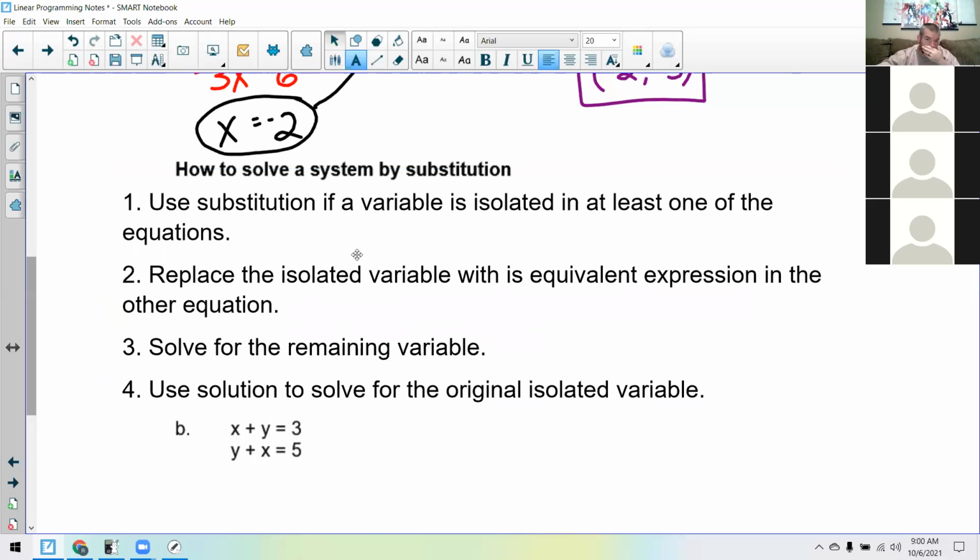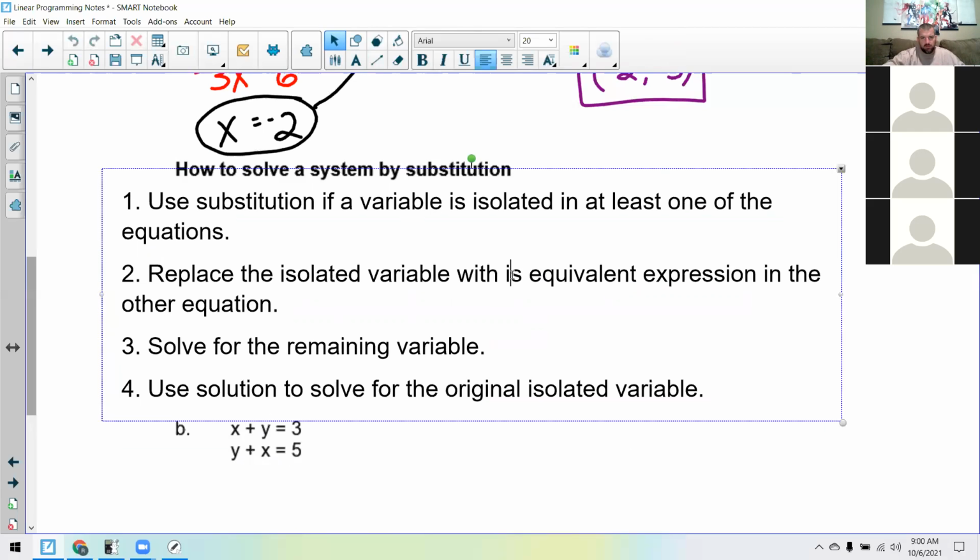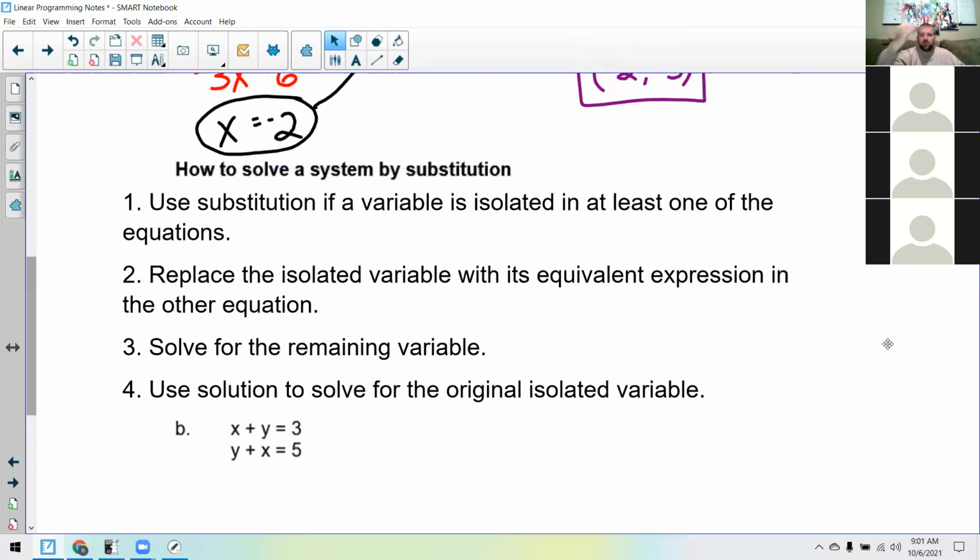So the first thing we're going to do is use substitution if a variable is isolated in at least one of the equations. We're going to replace that isolated variable with its equivalent expression in the other equation. Solve the remaining variable, and then use the solution to solve for the original isolated variable. Give you a second to write that down.